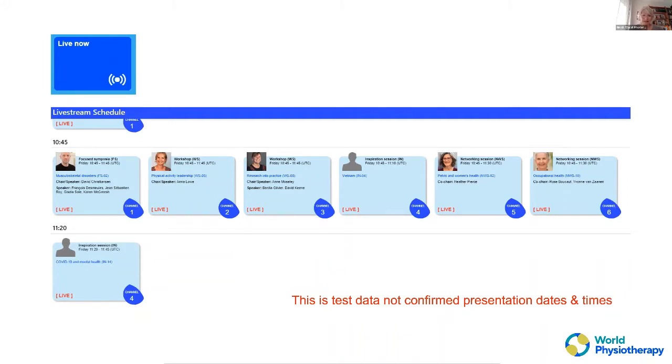platform. And as you can see here in red, this is test data, and you will all have received your session times yesterday. And this is just a slide that we put together for training purposes. So don't worry if this doesn't represent the timing that you were given. So this is then where you can see the live sessions that are on at the moment.